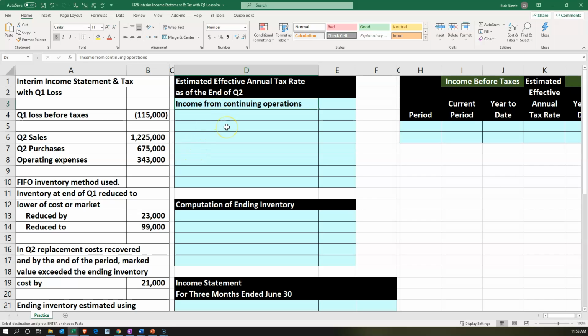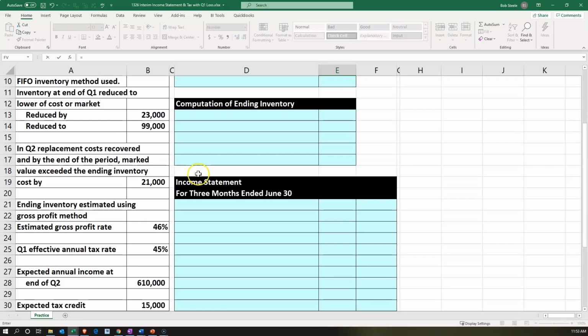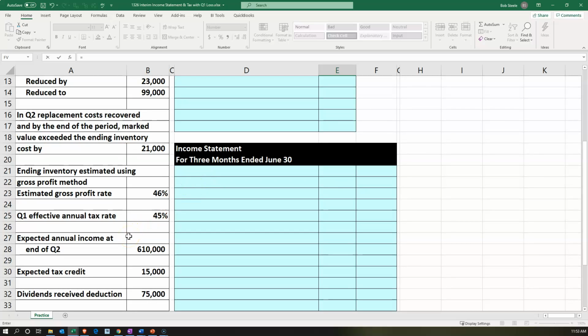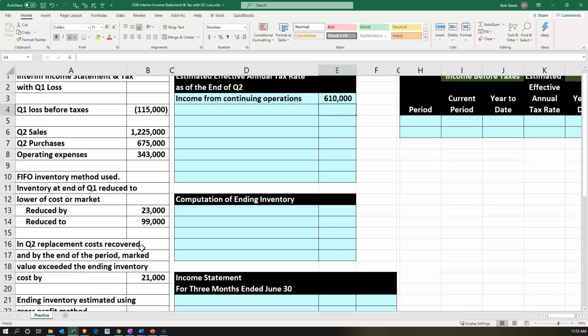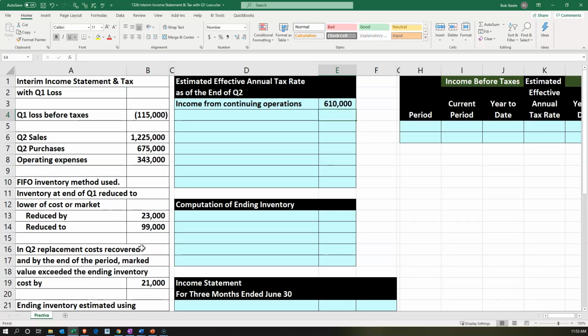We're going to start off with the income from continuing operations. So we're looking at Q2 income from continuing operations given to us in the data down here. The expected annual income at the end of Q2. So again, we're looking at the annual income as of the end of the second quarter. So there's the 610. That's what we expect the net income to be for the entire year. And let's just read the name of this one more time: the estimated effective annual tax rate. So as of now, Q2, we're looking for the tax rate that we would apply to income for the entire year.